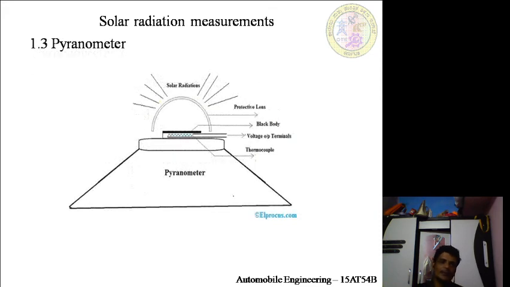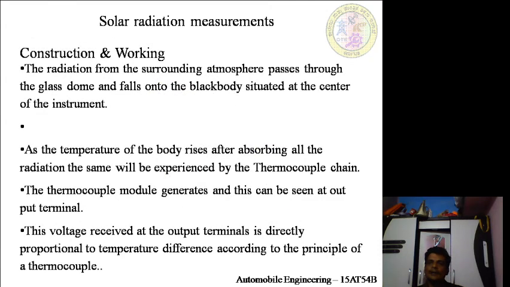The next one is the pyranometer. A pyranometer is a device that can be used to measure both beam radiation and diffused radiation. In other words, it is used to measure total hemispherical radiation. A pyranometer consists of a glass dome and a black body situated at the center of the instrument, a voltage output terminal and a thermocouple. This is the construction of a pyranometer.